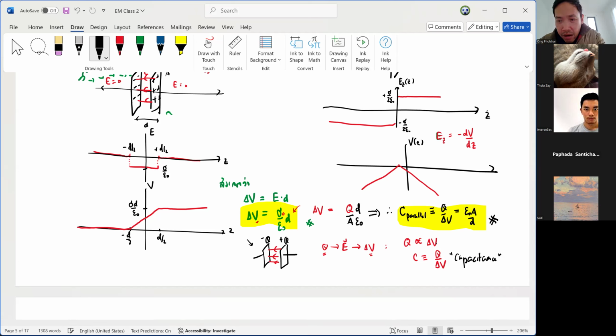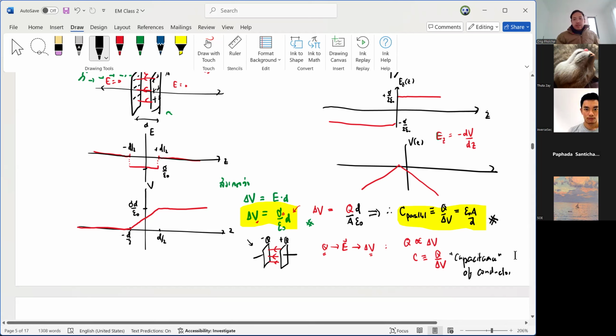Capacitance of the conductor. Okay, does it make sense? So the more capacitance means Q equals CV, right? So the higher capacitance, meaning from the same voltage, you get higher Q. Does it make sense?